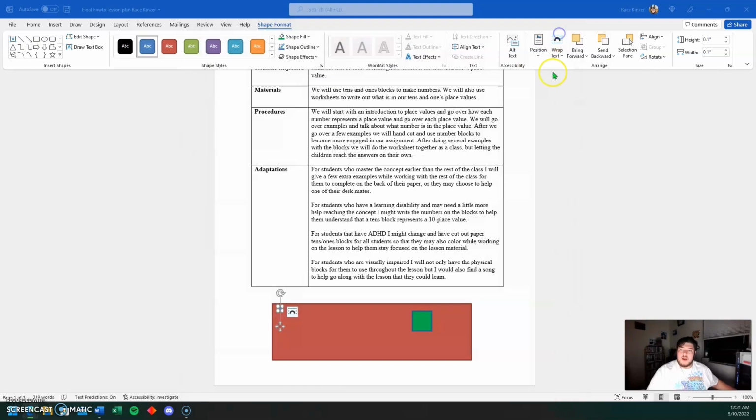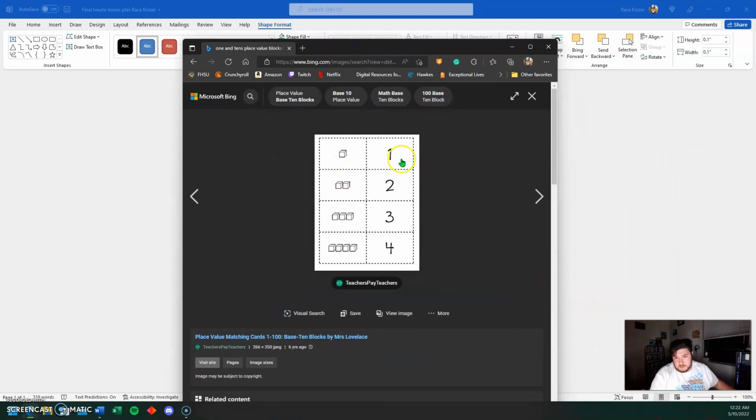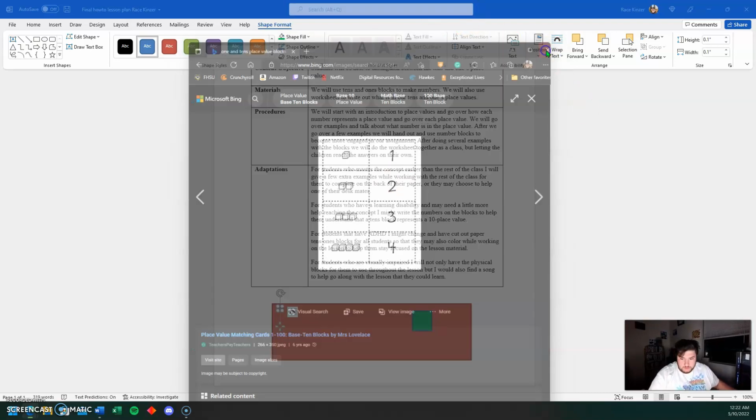For my students with a little bit of a learning disability, they may need more help. So I will number the blocks and allow them to understand, and I'll represent the 10 block with the number 10. Instead of them having it beside that, I could also write the number inside of the block, cut them out, and write them inside the block. That way they see what it represents. So 1 and 1 makes 2, 2 and 2 make 4, so on and so forth.